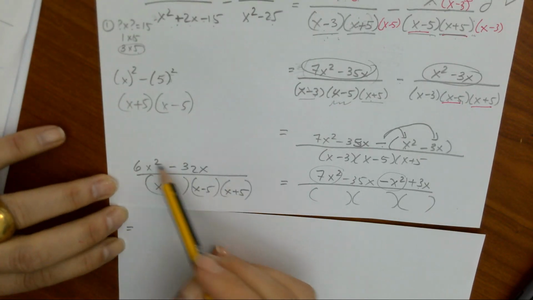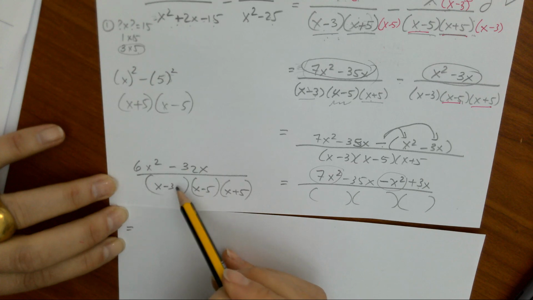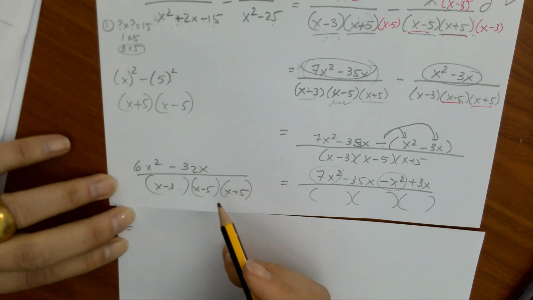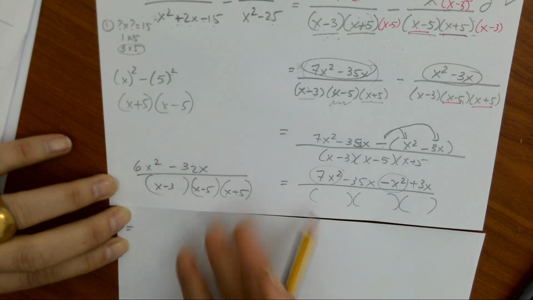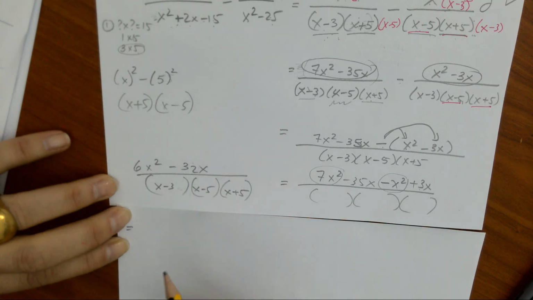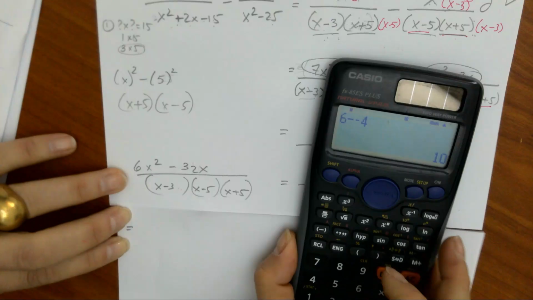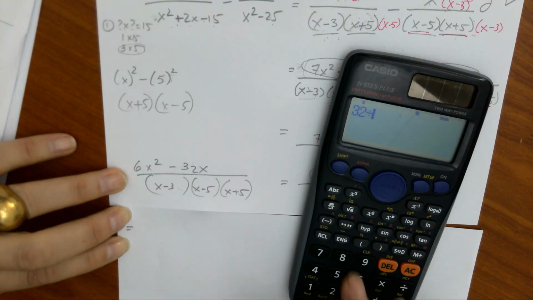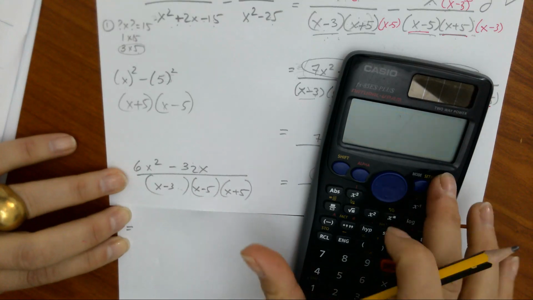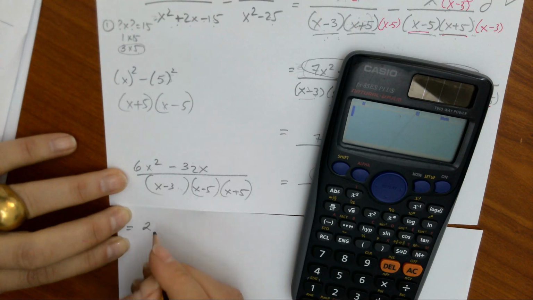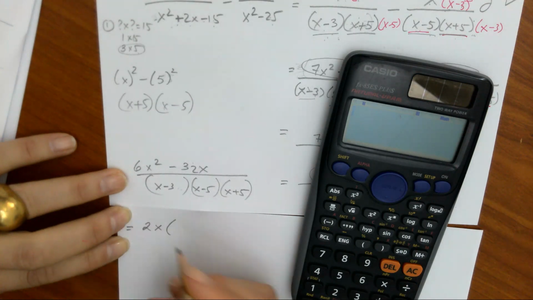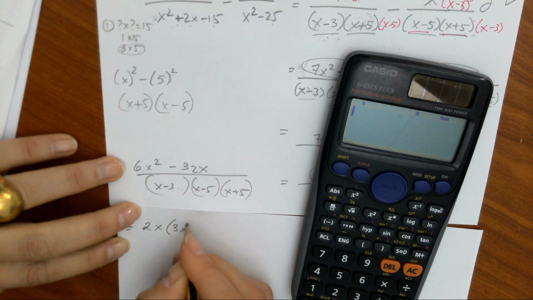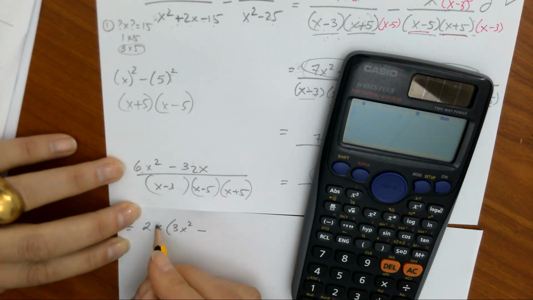Maybe if I take out a common factor here, I might be able to cancel it with something down here. So I'm going to keep going. Even though I feel like I should be done, I might be able to make it more simple. So can I take a 6 out of the 32? 32 divided by 6? No. Can I take out 2? I can take a 2 out, and I can take 1x out. So 2 times 3x is 6x squared. 2 times 16, and I don't need an x.